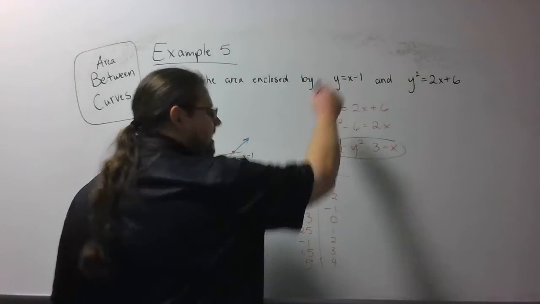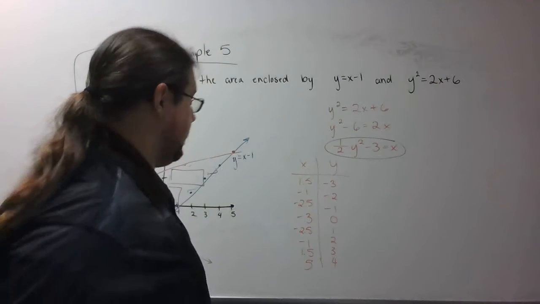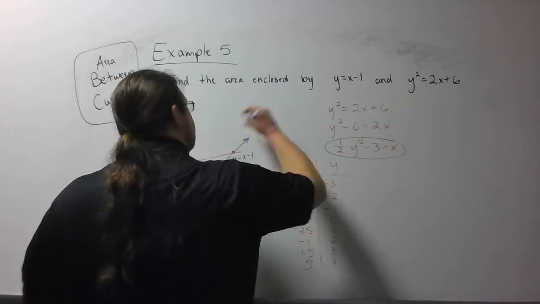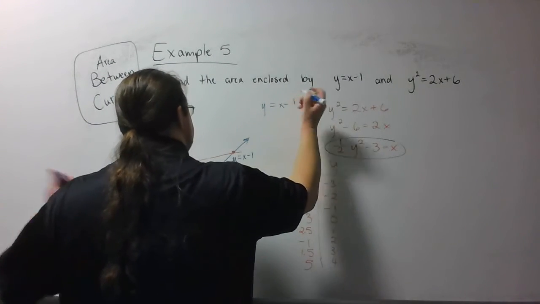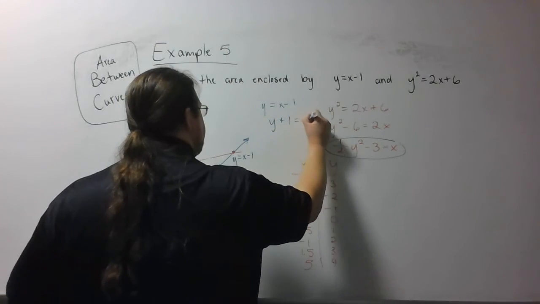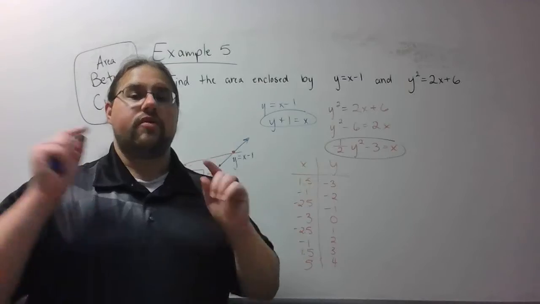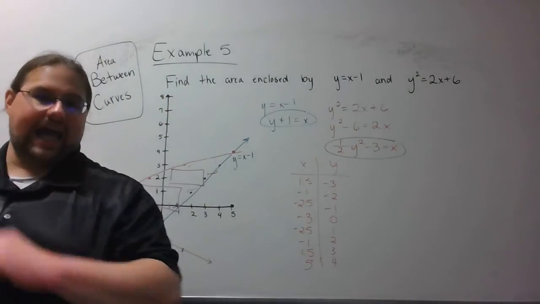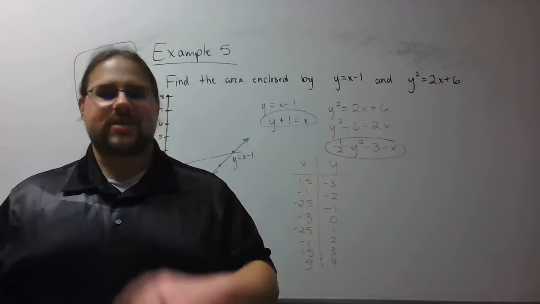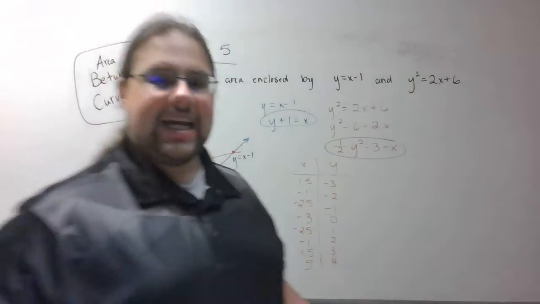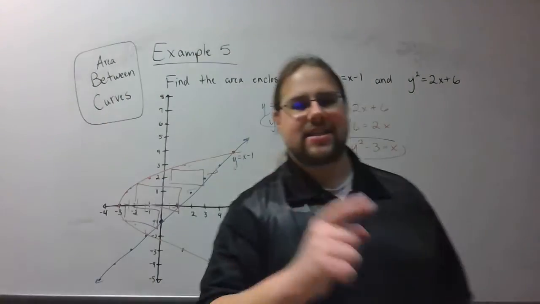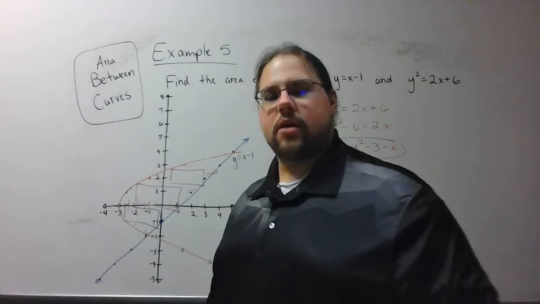So, I just need to switch the other one to y's. Easy way to do it. y equals x minus 1. Just add 1. y plus 1 equals x. Boom. There's the other one. So, those are the two functions of y that I'm going to plug in. Now, that's why I said I was going to use the word function loosely: it's not a function in terms of x, but it is a function in terms of y.